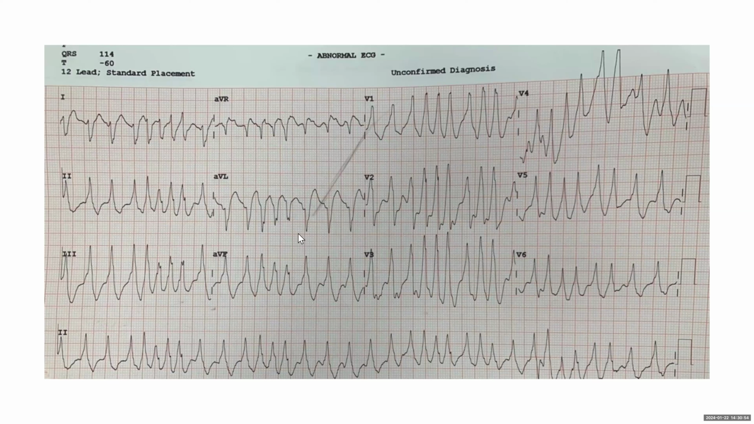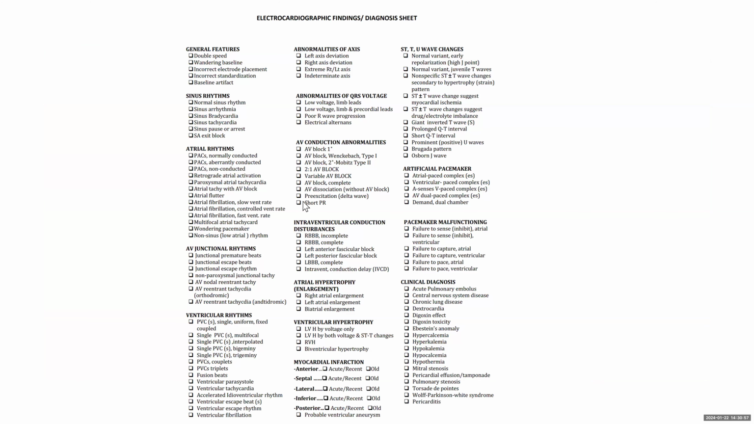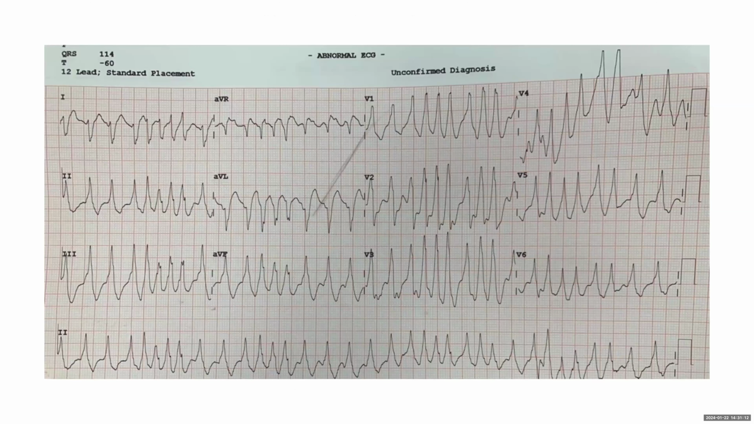No delta wave in the code sheet. Now, here there is pre-excitation and then between brackets delta wave under AV conduction abnormalities. Okay, good. Any question about this ECG?